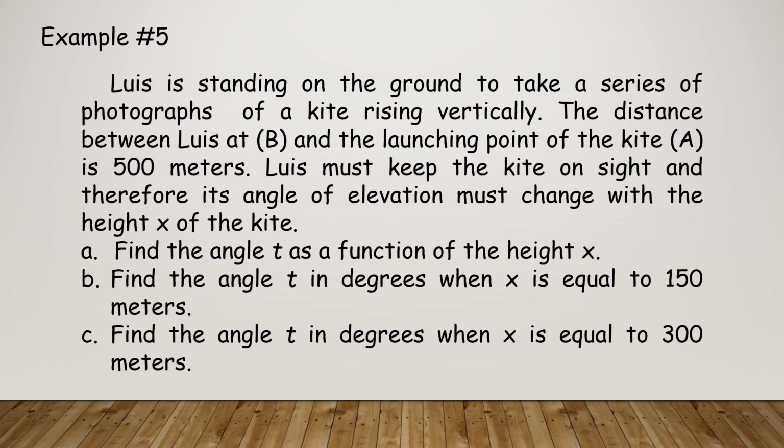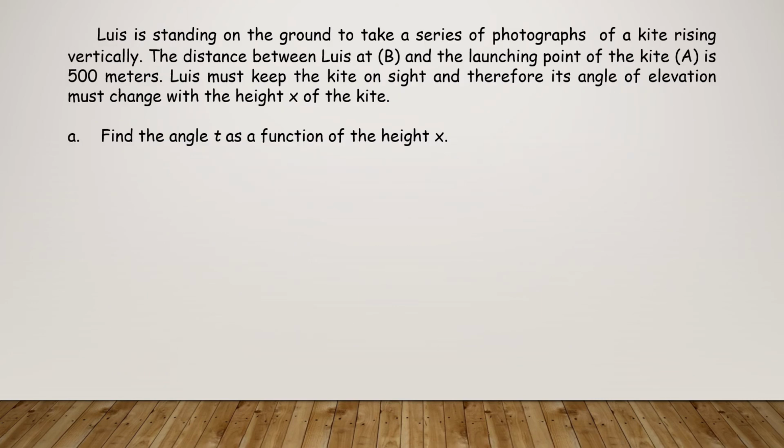Example number 5. Luis is standing on the ground to take a series of photographs of a kite rising vertically. The distance between Luis at P and the launching point of the kite A is 500 meters. Luis must keep the kite on sight and therefore its angle of elevation must change with the height x of the kite. Letter A, find the angle T as a function of the height x. Letter B, find the angle T in degrees when x is equal to 150 meters. Letter C, find the angle T in degrees when x is equal to 300 meters.